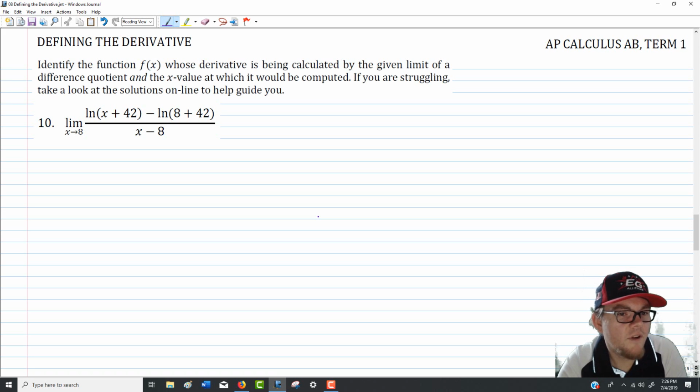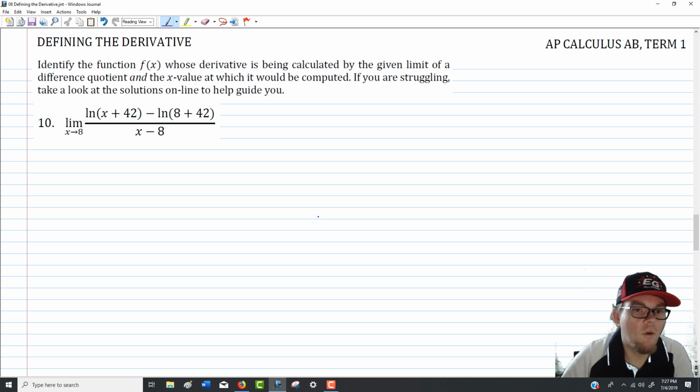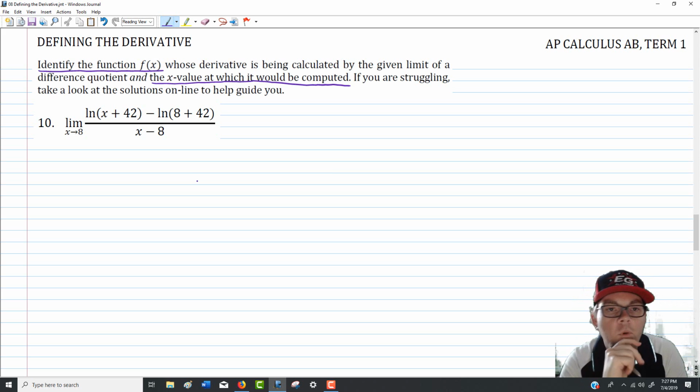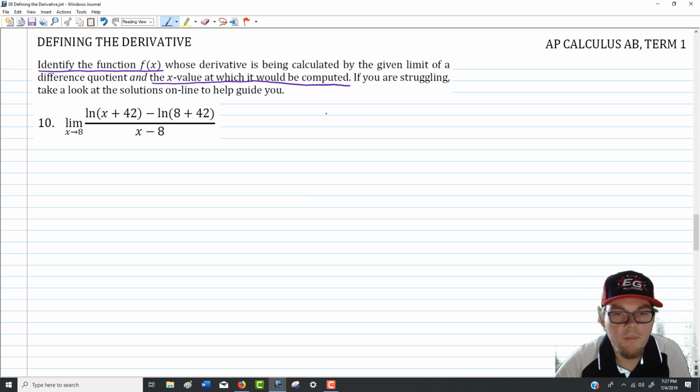It says, to identify the function f of x whose derivative is being calculated by the given limit of a difference quotient and the x value at which it would be computed. So they're asking us for two things. They want us to identify the function f of x and the x value at which it would be computed. In other words, they want to know which function and at what point are we calculating the derivative. So with this in mind, before we jump in, it's worth reminding you that to approach these, you're basically using derivative identities in a sense.